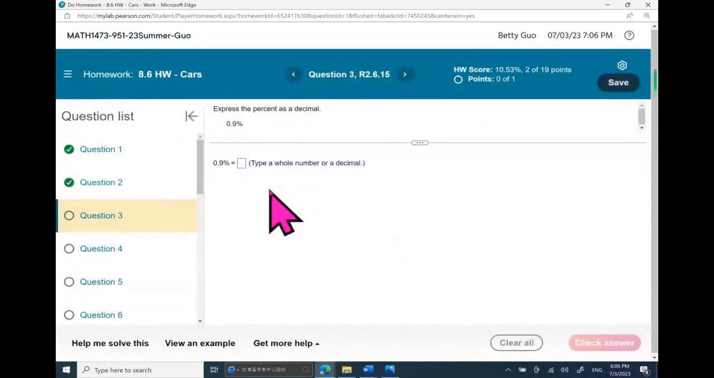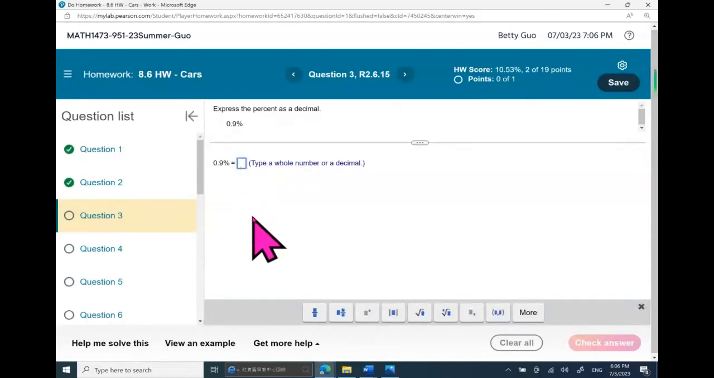Number 3, convert the percent to its equivalent decimal. From percent to decimal, firstly, we drop the percent sign. Secondly, we move the decimal point 2 places to the left. So we will have 0.009. Okay, 0.009.